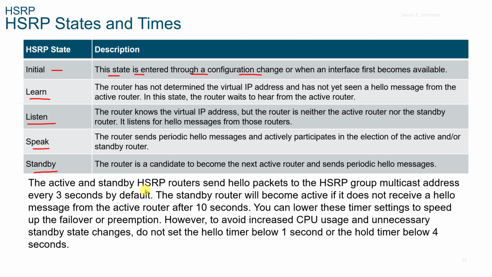And the active and standby routers send hello packets to the group multicast address every 3 seconds by default. And the standby router will become active if it does not receive a hello message from the active router after 10 seconds. And you can lower these timer settings to speed up the failover for preemption. And to avoid increased CPU usage and unnecessary standby state changes, don't set the hello timer below 1 second or the hold timer below 4 seconds.